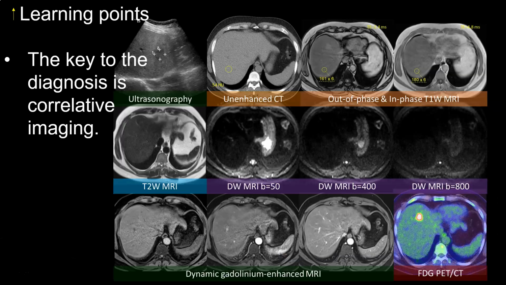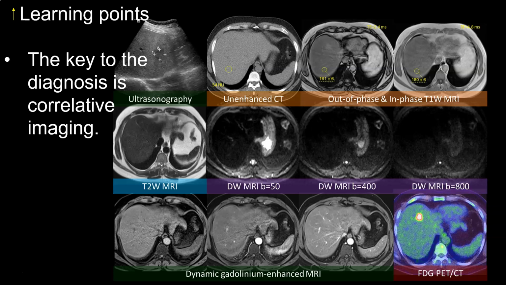The concept of correlative imaging is very important. It simply means that we take information from each imaging study and put this information together to get a sum of information which is higher than the individual components. In this particular case, if you look at the ultrasonography alone, this is a fatty liver. If you look at the CT alone, this is not a fatty liver. If you look at the diffusion weighted imaging alone, this is an iron overload. If you look at the PET-CT alone, this is malignancy.